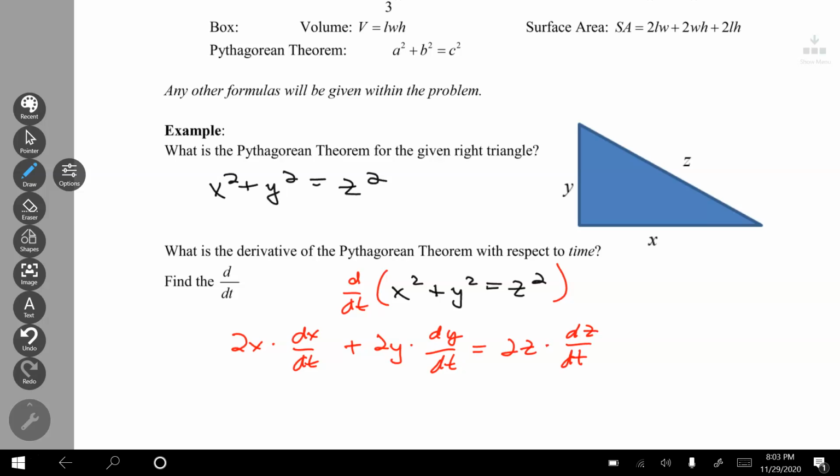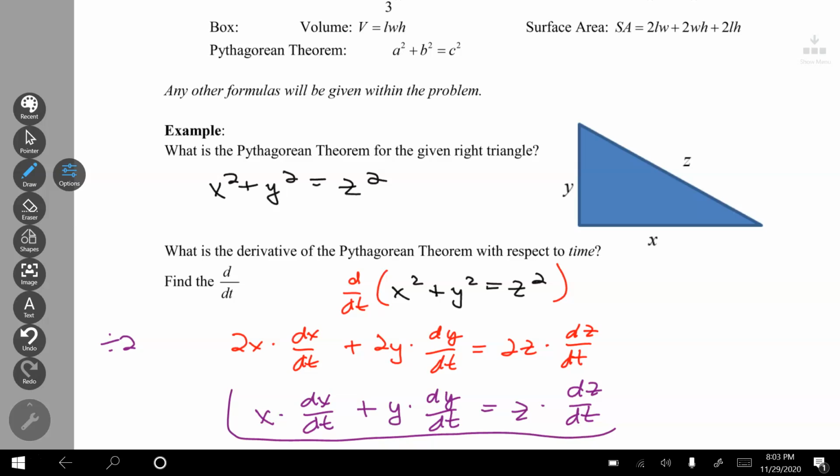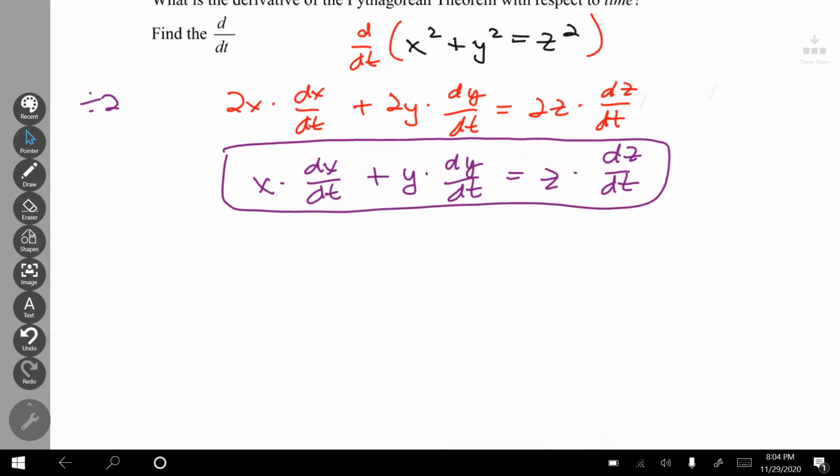I'm going to write it out longhand. At some point I will write it out shorthand, but I see every term has a 2 in it, so I can get rid of a 2 everywhere. I'm going to divide by 2 everywhere. I get x times dx/dt plus y times dy/dt is equal to z times dz/dt. And this is the derivative of the Pythagorean theorem when I have the sides x, y, and z. And if you notice right now, I'm going to pull this up.